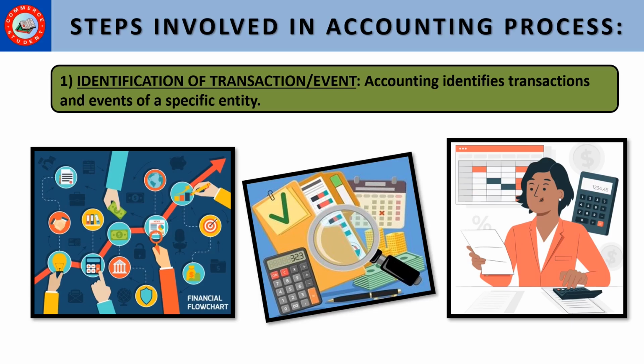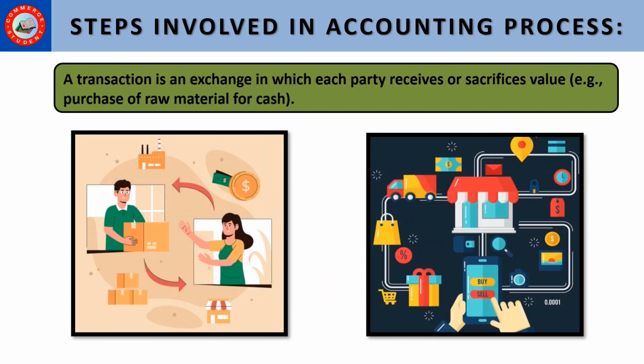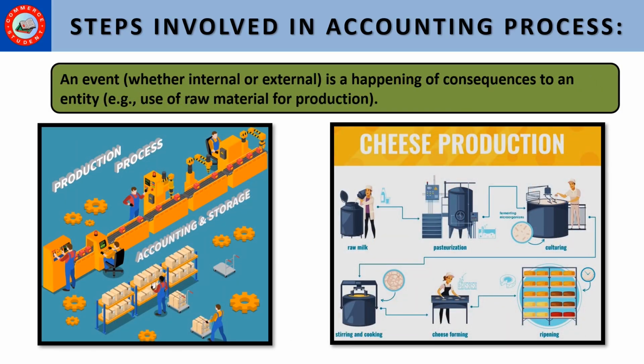The first step in the accounting process is the identification of transactions and events. Accounting is all about recognizing the financial activities of a specific entity. Transactions involve exchanges where each party gives or receives value, like purchasing raw materials for cash. Events, whether internal or external, have consequences for the entity, such as using raw materials for production process.